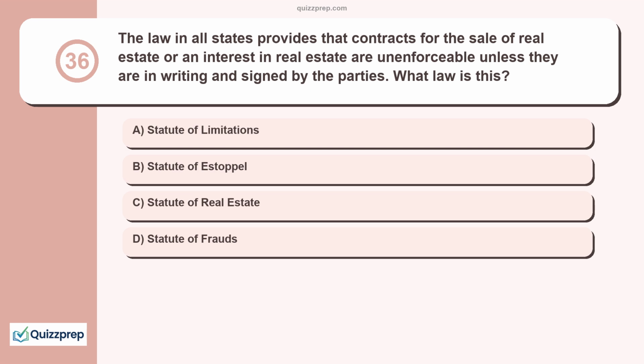Question 36. The law in all states provides that contracts for the sale of real estate or an interest in real estate are unenforceable unless they are in writing and signed by the parties. What law is this? Statute of limitations, statute of estoppel, statute of real estate, statute of frauds.